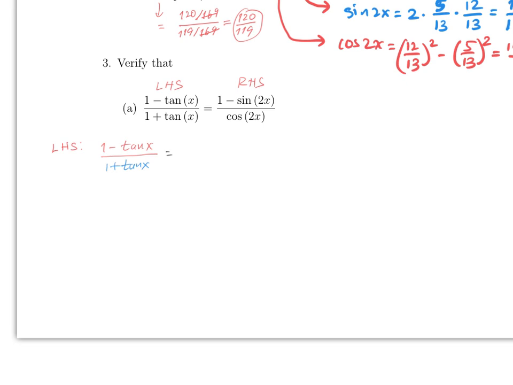So let's just change everything to sine and cosine. Notice that on the top, this will be 1 minus sine x over cosine x. And obviously in the bottom, this will be 1 plus sine x over cosine x. Okay, so then you will find the LCD for the top and the LCD for the bottom. For both of them it is cosine. So this is what I mean.